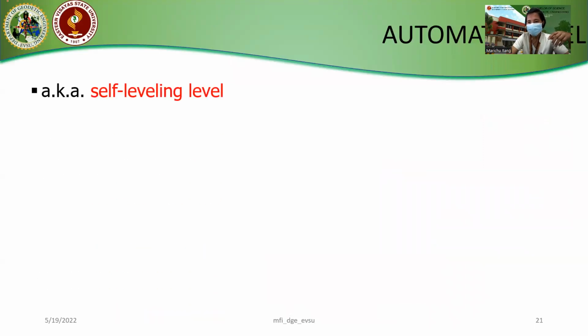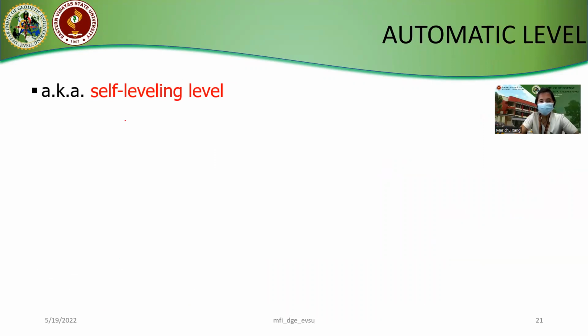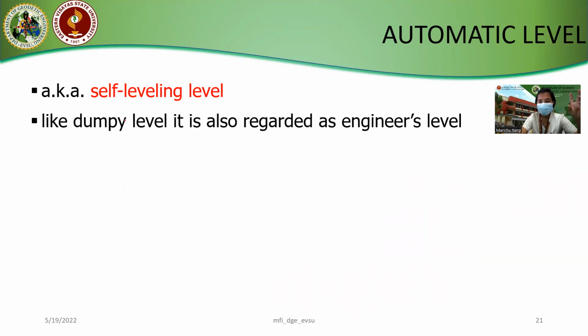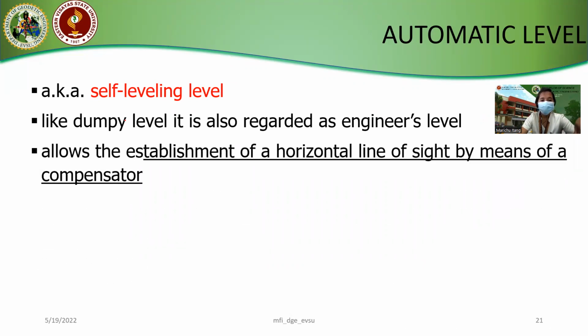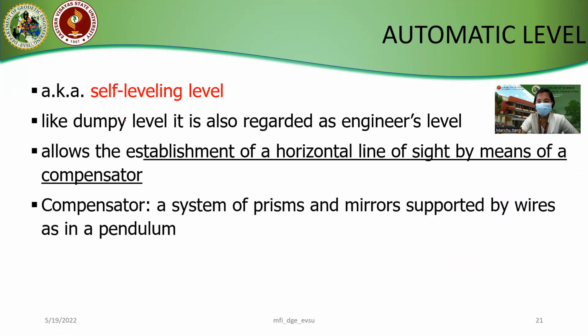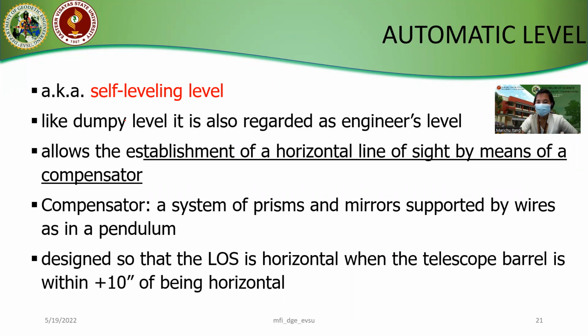We have the very common one, which is being used by engineers and on projects. This is called a self-leveling level. Like this, the concept is the same as the dumpy level: it has a telescope and a circular level to level the instrument. This allows the establishment of a horizontal line of sight by means of a compensator. This compensator is like a prism inside the instrument, supported by wires as a pendulum. So it levels the instrument itself. This is designed so that the line of sight is horizontal.